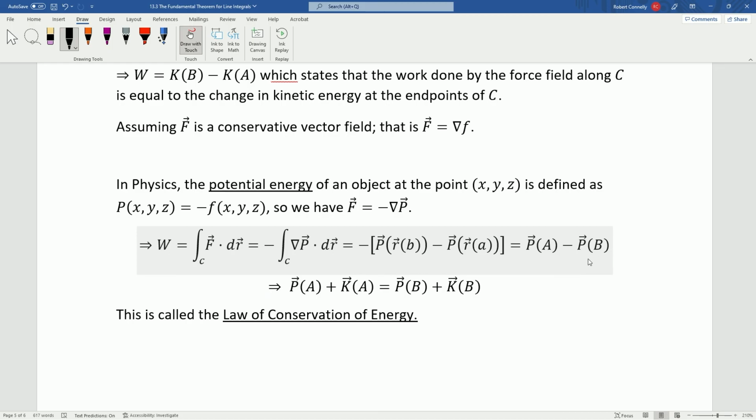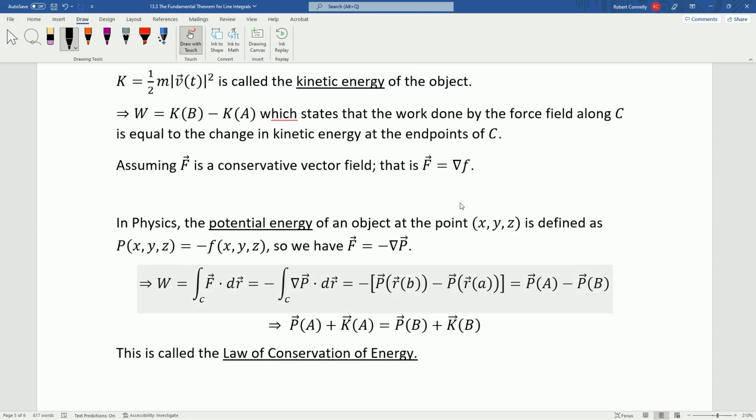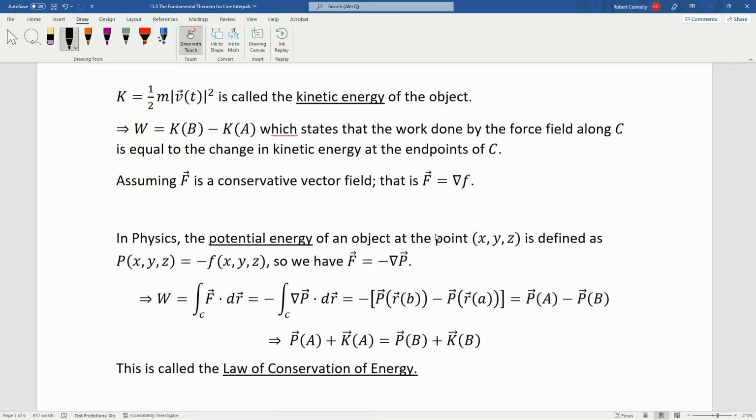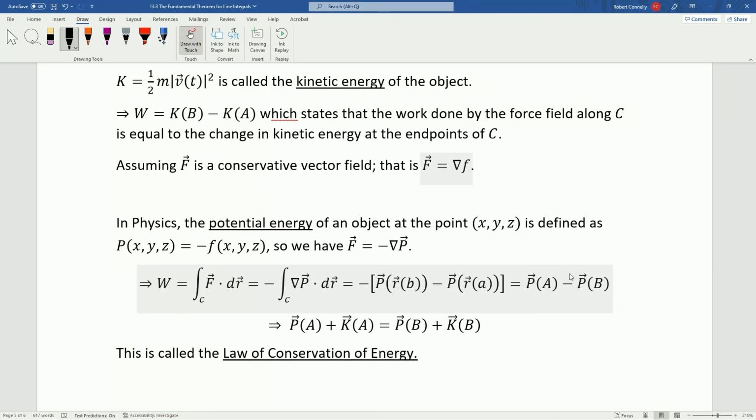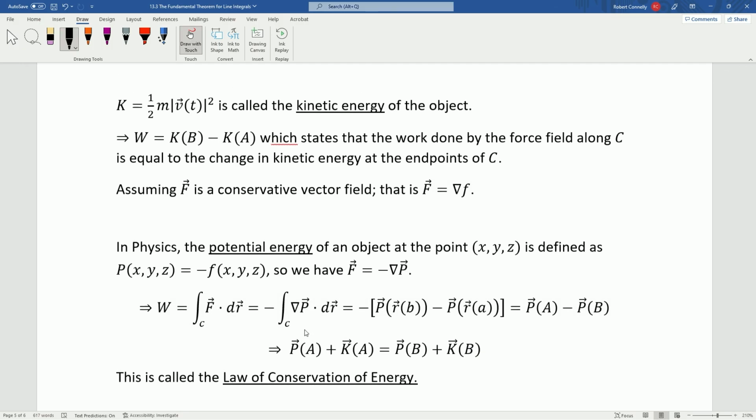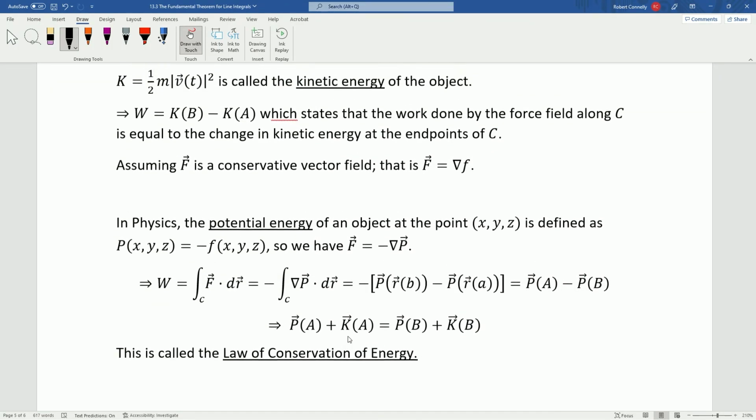Okay, so what does this give us? Work is equal to P of A minus P of B, and work is equal to K of B minus K of A. If you set those two things equal to one another and rearrange them slightly, you get P of A plus K of A equals P of B plus K of B. So the potential energy plus the kinetic energy at the start is always equal to the potential energy plus the kinetic energy at the end of the movement. That's what we call the law of conservation of energy.